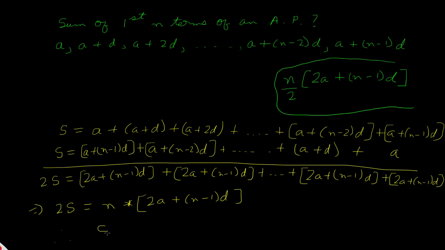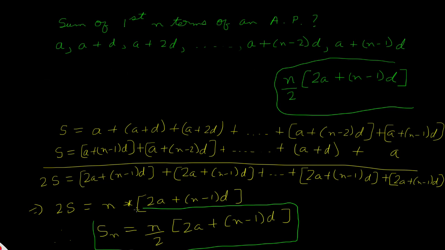Therefore, the final sum that we have, we can also write this as Sn, denoting that it is the sum of n terms of an AP. This is equal to n by 2 times 2a plus n minus 1 times d. So this is what we reach here following this approach.